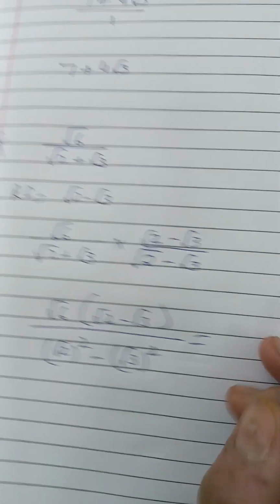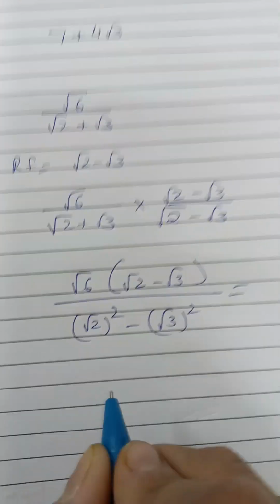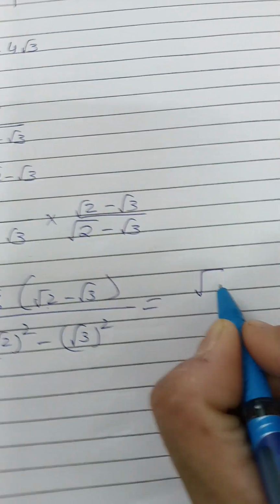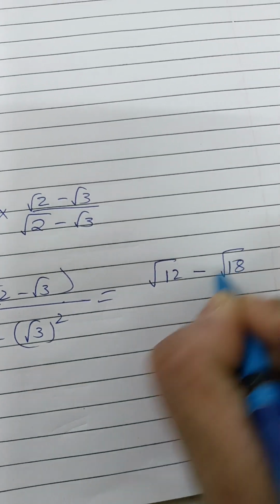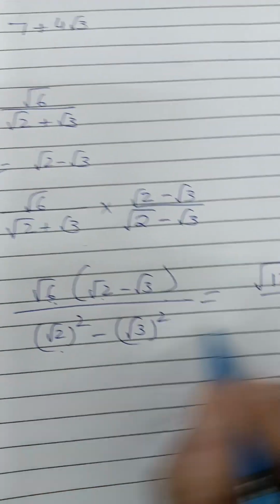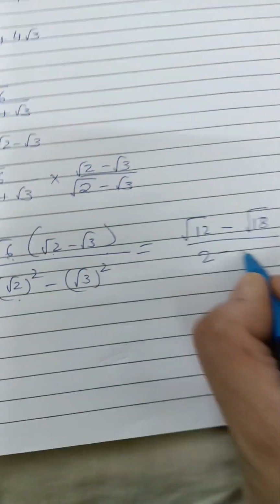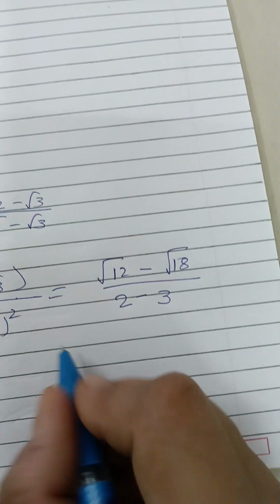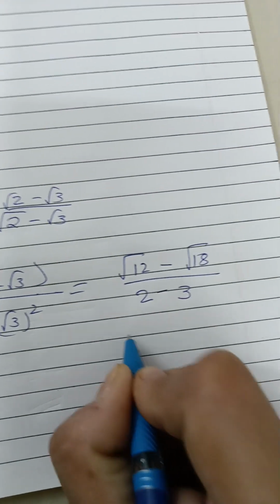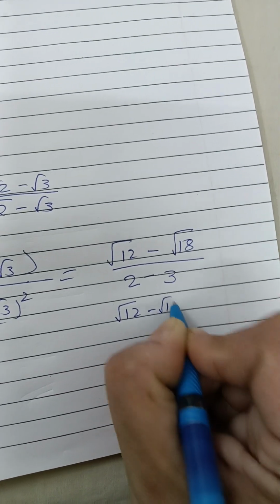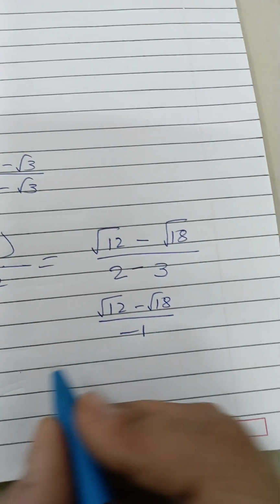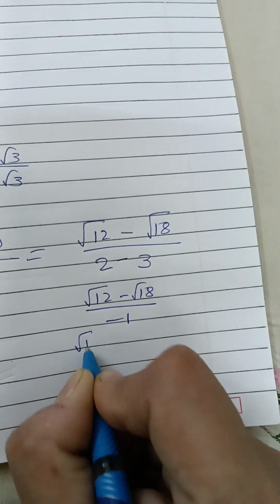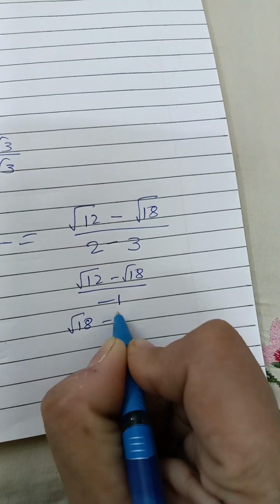So this is like root 6 into root 2 is root 12. Root 6 into root 3 is root 18 upon root 2 square is 2 and root 3 square is 3. So again it is root 12 minus root 18 upon minus 1. Now this minus 1 just changes the position of both. It becomes root 18 minus root 12.